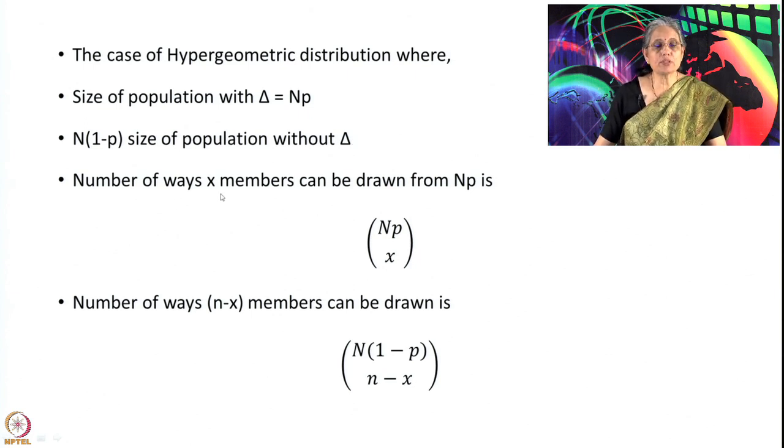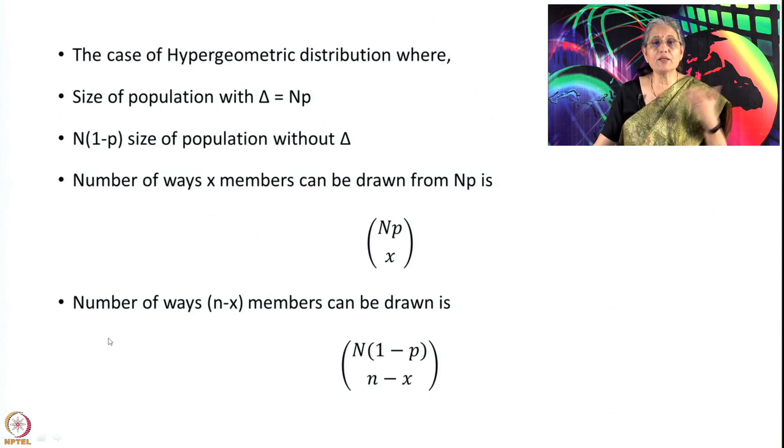Now, X members are chosen from the population because X members have the characteristic delta. Therefore, X members have been chosen from the population of size NP, and the different ways that we can choose is NP choose small x. So, this many ways you can select the X members of the population having the characteristic delta.